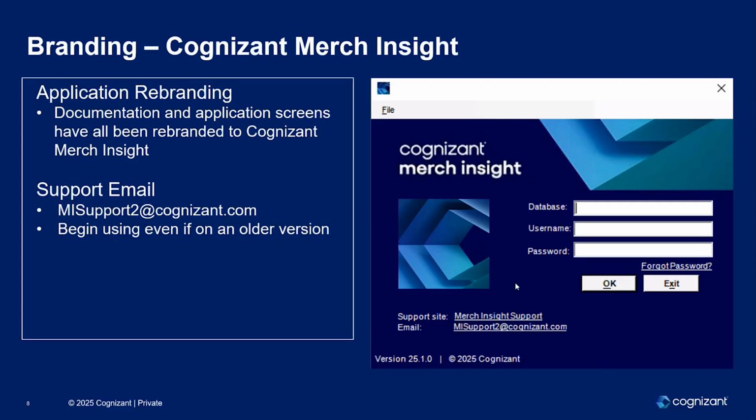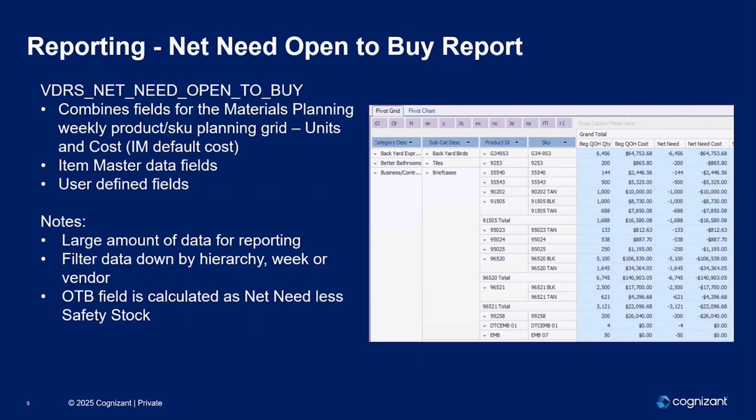So we've also added some new reporting functionality or reporting tools within DRS. So the first is actually called VDRS Net Need Open to Buy. So these new reports within DRS will provide users the ability that they can query data similar to what is available in the hot list, vendor, product, or SKU, but it can be done for basically any week within the materials planning grid.